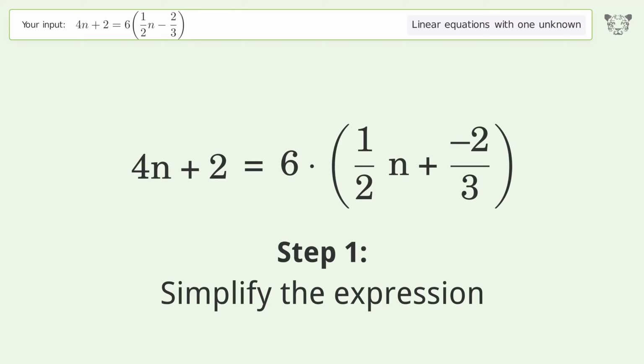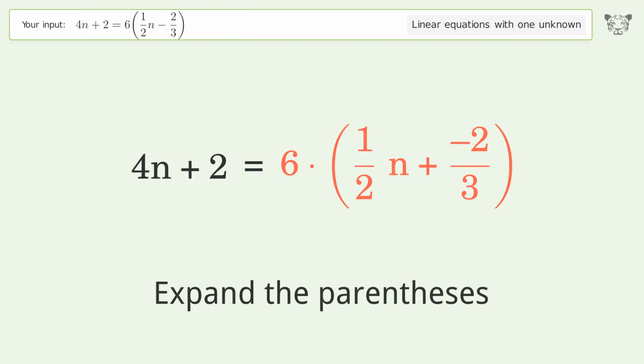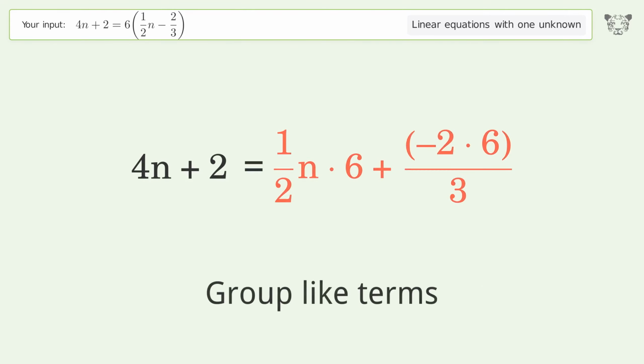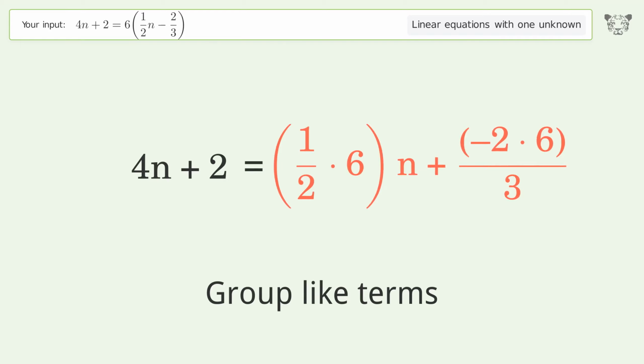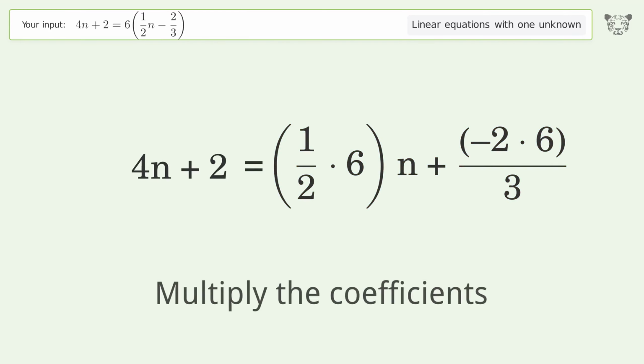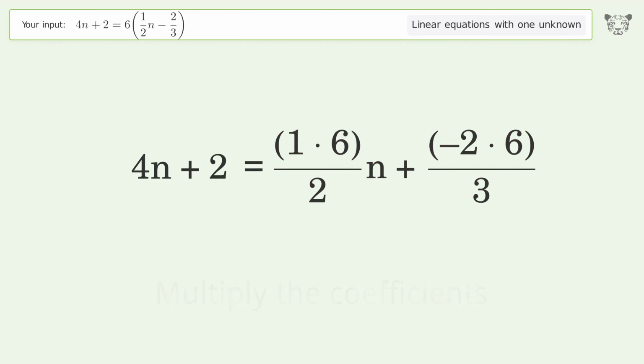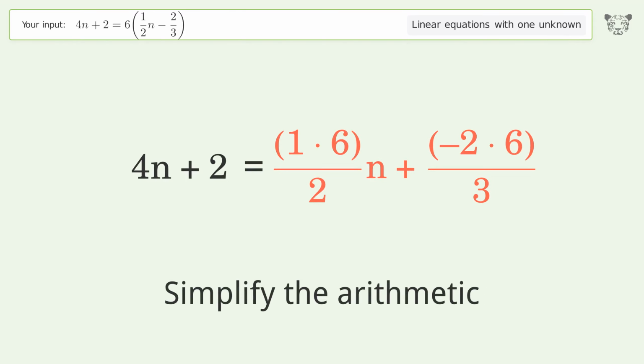Simplify the expression. Expand the parentheses. Group like terms. Multiply the coefficients. Simplify the arithmetic.